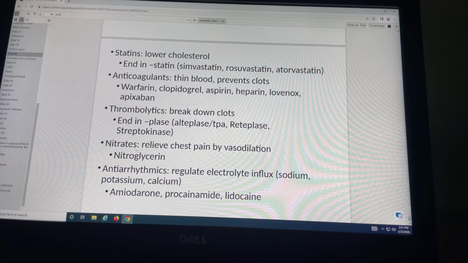We talked about nitroglycerin. That's a nitrate. These relieve chest pain by causing vasodilation. So they rapidly cause those coronary arteries to open up, okay, and allow more blood flow.